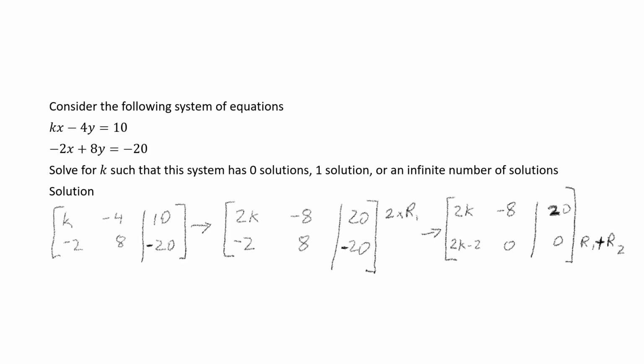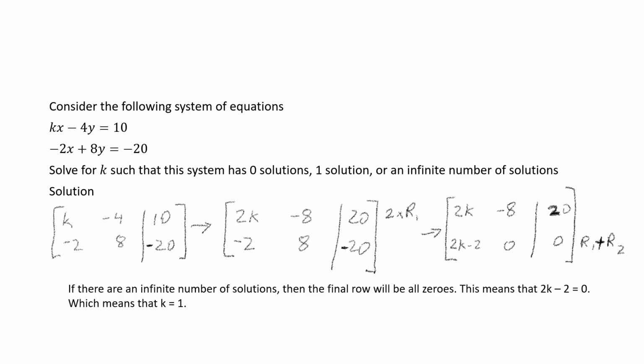Now, you might be curious, why are we eliminating from the y column, not the x column? The reason is there's a variable of k in the x column, so I figured it's going to be easier to eliminate from the column that doesn't have a variable. So that's why we did that.